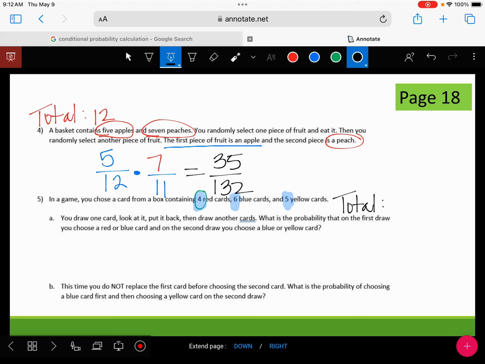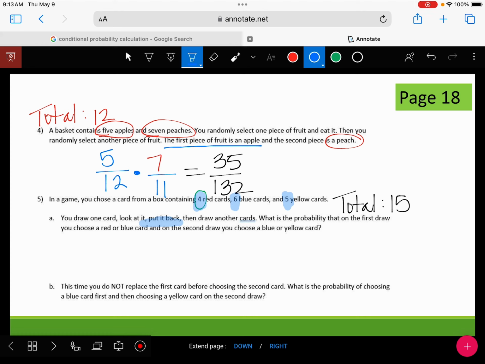So 4 plus 6 plus 5. What is 4 plus 6 plus 5? 15. Okay. So it says that we draw a card, we looked at it, and we put it back. That's important because that means that we're going to keep that 15. We take the card out and we put it back. So that means we're always going to have 15.